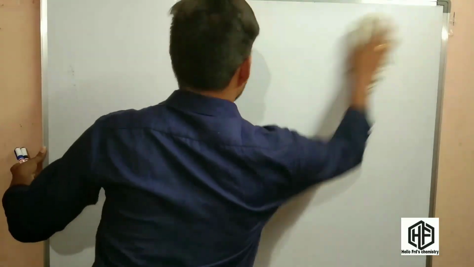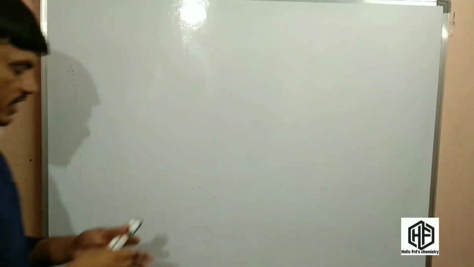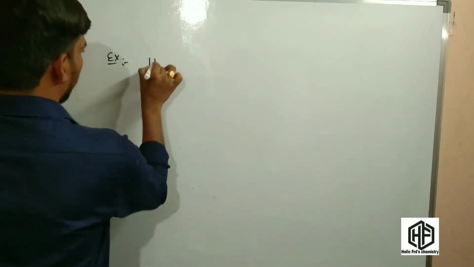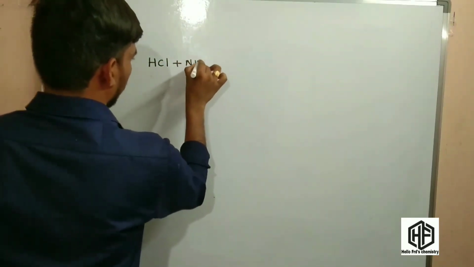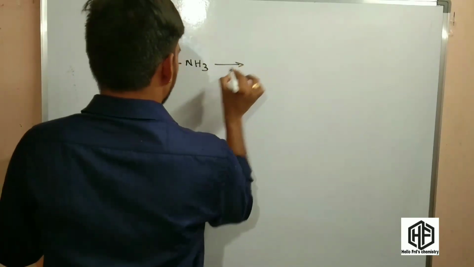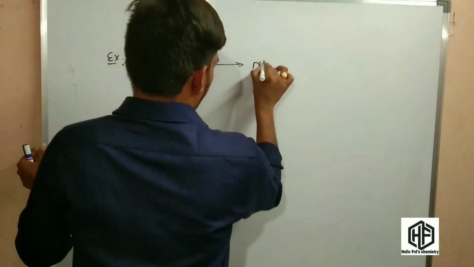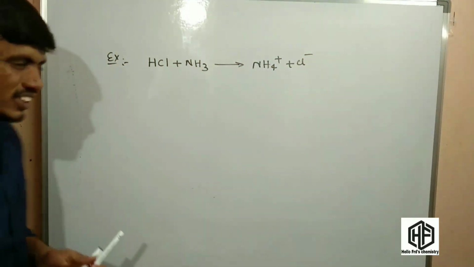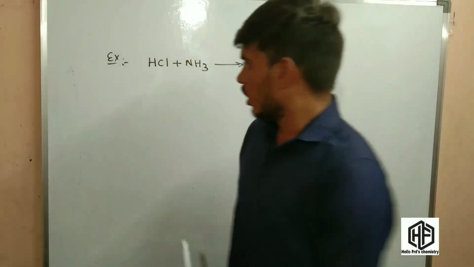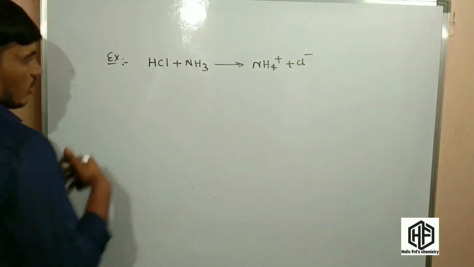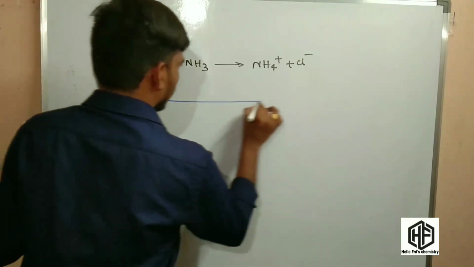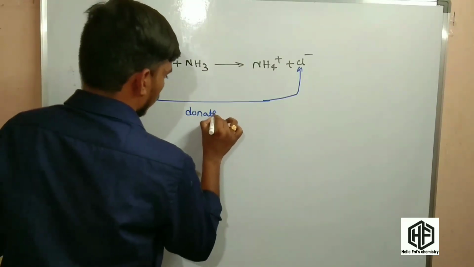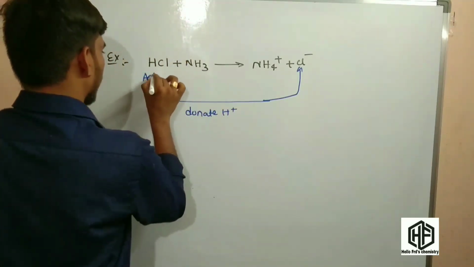Friends, one more important concept is the conjugate acid and base. The example is HCl plus NH3 giving NH4 plus and Cl minus. Now, what is the conjugate acid and what is the conjugate base? In this example, HCl donates H plus ions. This is called an acid.